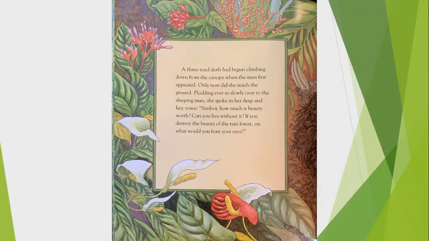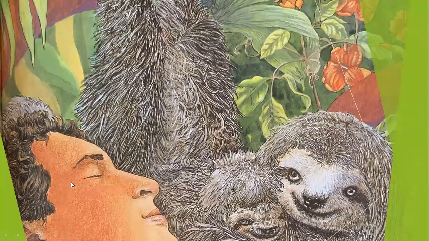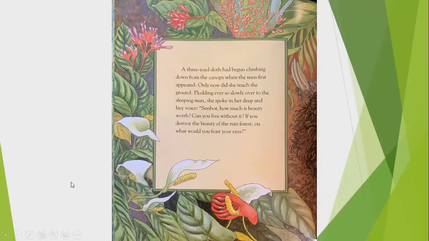So I'm getting some information about a sloth. If I didn't know about a sloth before, I could tell that a sloth moves slowly because the author says plodding ever so slowly. She spoke with a deep and lazy voice. So I know that a sloth might appear lazy. I know that a sloth moves very slowly based off of what the author just told me about our sloth.